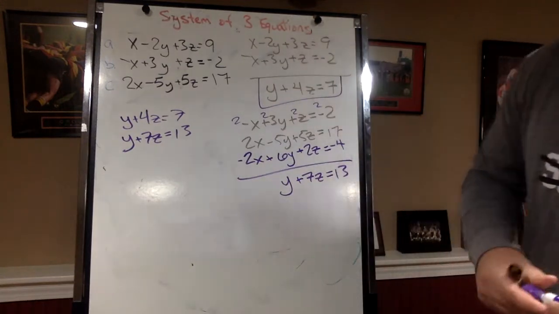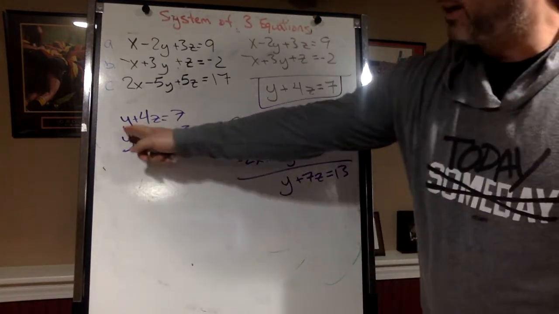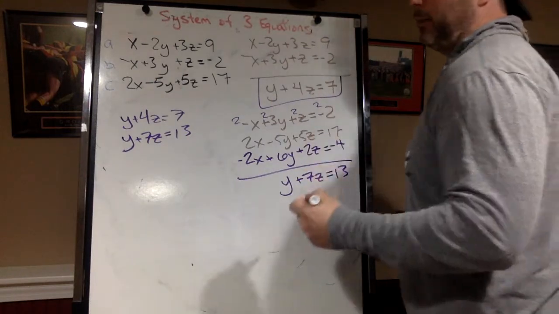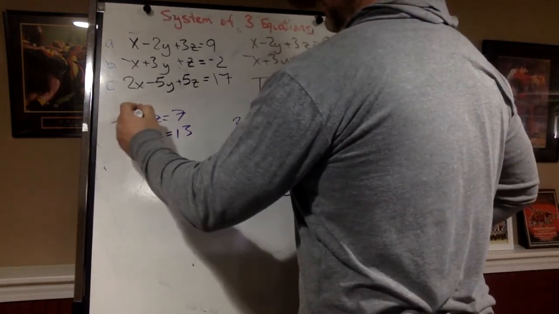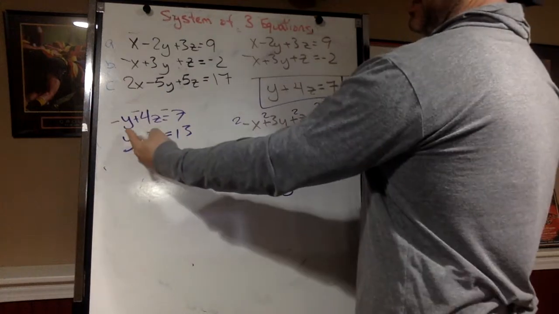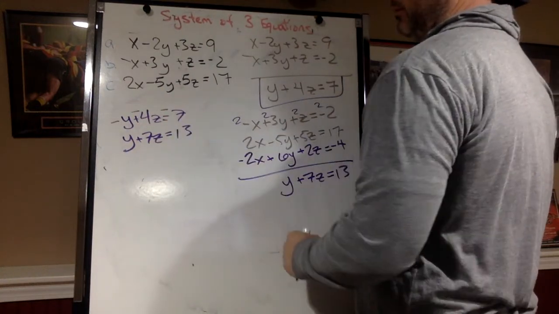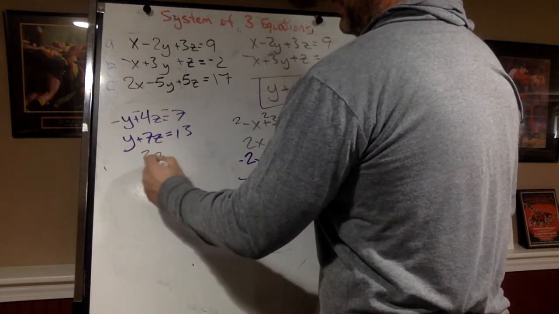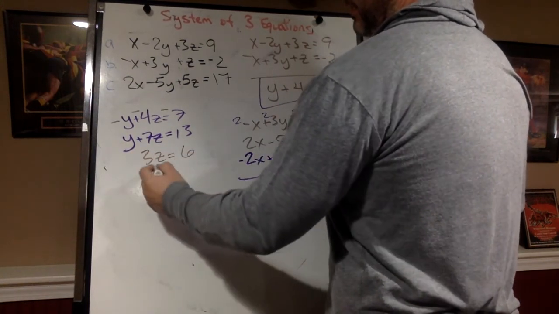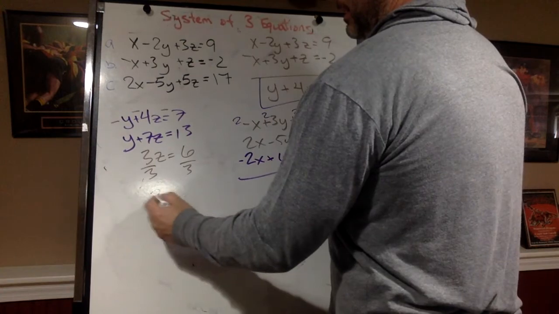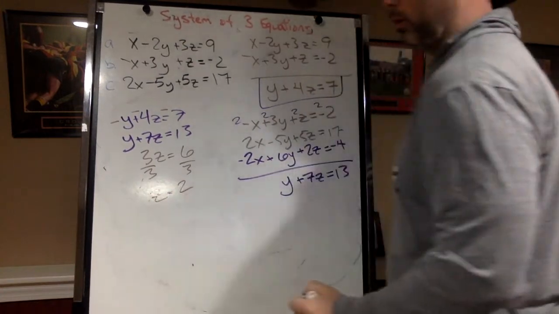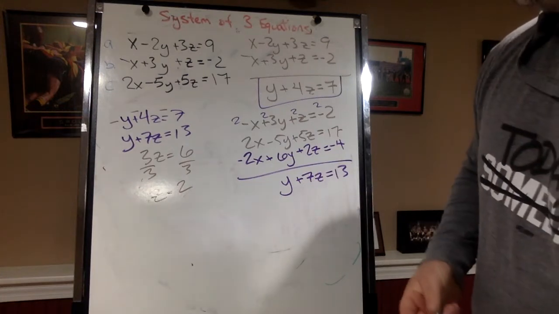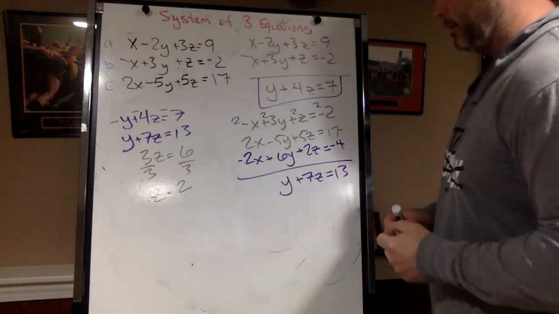Now, this has worked out really nicely. We've got a y over a y. So I just need one of them to be negative. So let's multiply the top one by negative 1. That gives us negative y minus 4z equals negative 7. Combine them. I get 3z equals 6. Divide by 3. z equals 2. You all see what we did there? z equals 2. Well, what can I do with that?